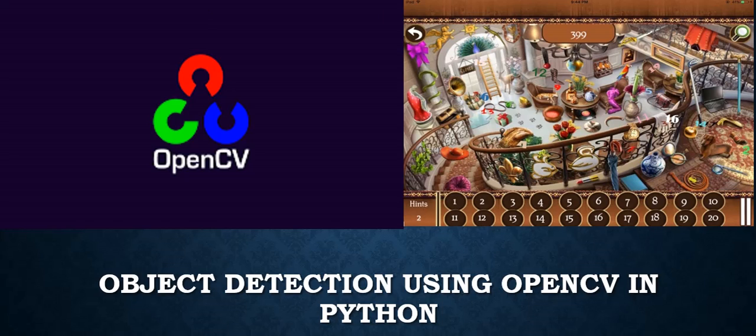Today we are going to see about object detection using OpenCV in Python. I hope you are familiar with object detection. Object detection is nothing but we can detect an object in an image. We can achieve this by using many libraries, but today I am going to show you by using OpenCV. We are going to detect an object in an image.